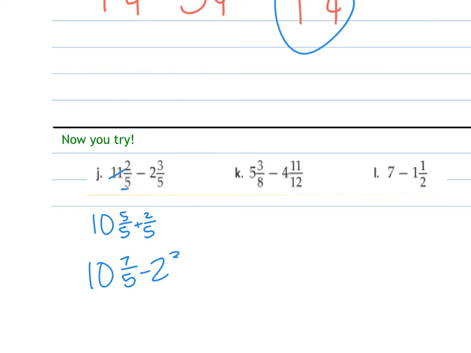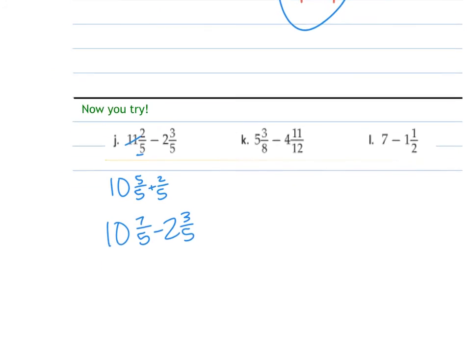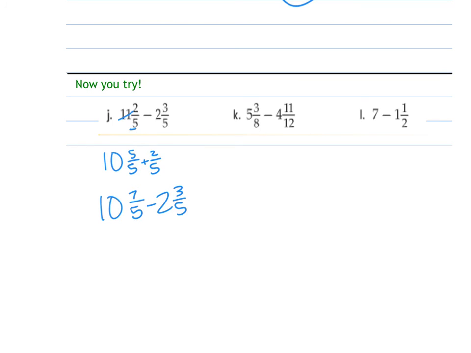Subtract the 2 3/5. 10 minus 2 is 8. 7/5 minus 3/5 is 4/5. That cannot be simplified, so there's my final answer.